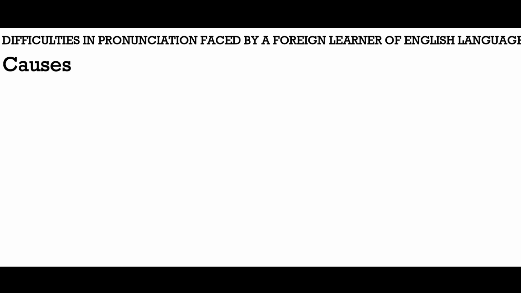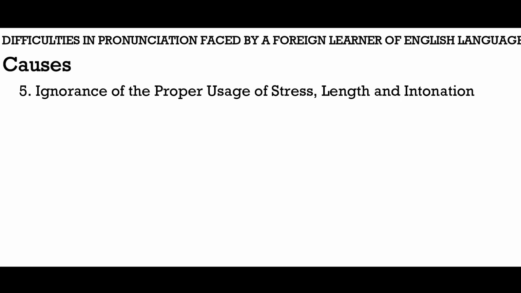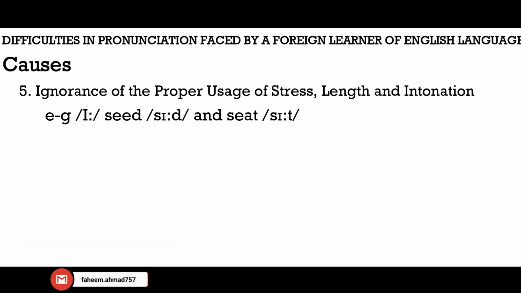Now, the last one that we will discuss, the last cause, is ignorance of the proper usage of stress, length, and intonation. Now, the same sound may be pronounced in different ways in different contexts. For example, the long E sound is pronounced differently in the words seed and seat. It will be relatively shorter when followed by a voiced consonant, the sound D in this case, than when it is followed by an unvoiced consonant such as T.